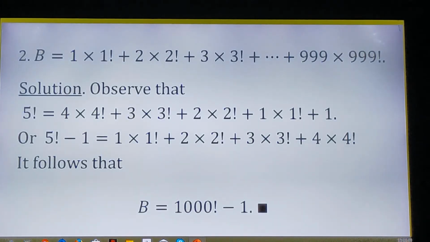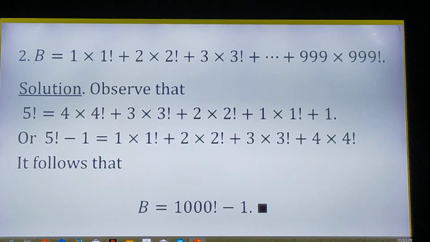Letter B. Number 2, letter B is equal to 1 times 1 factorial plus 2 times 2 factorial plus 3 times 3 factorial, and so on, plus 999 times 999 factorial. So first we observe this pattern for smaller integers.